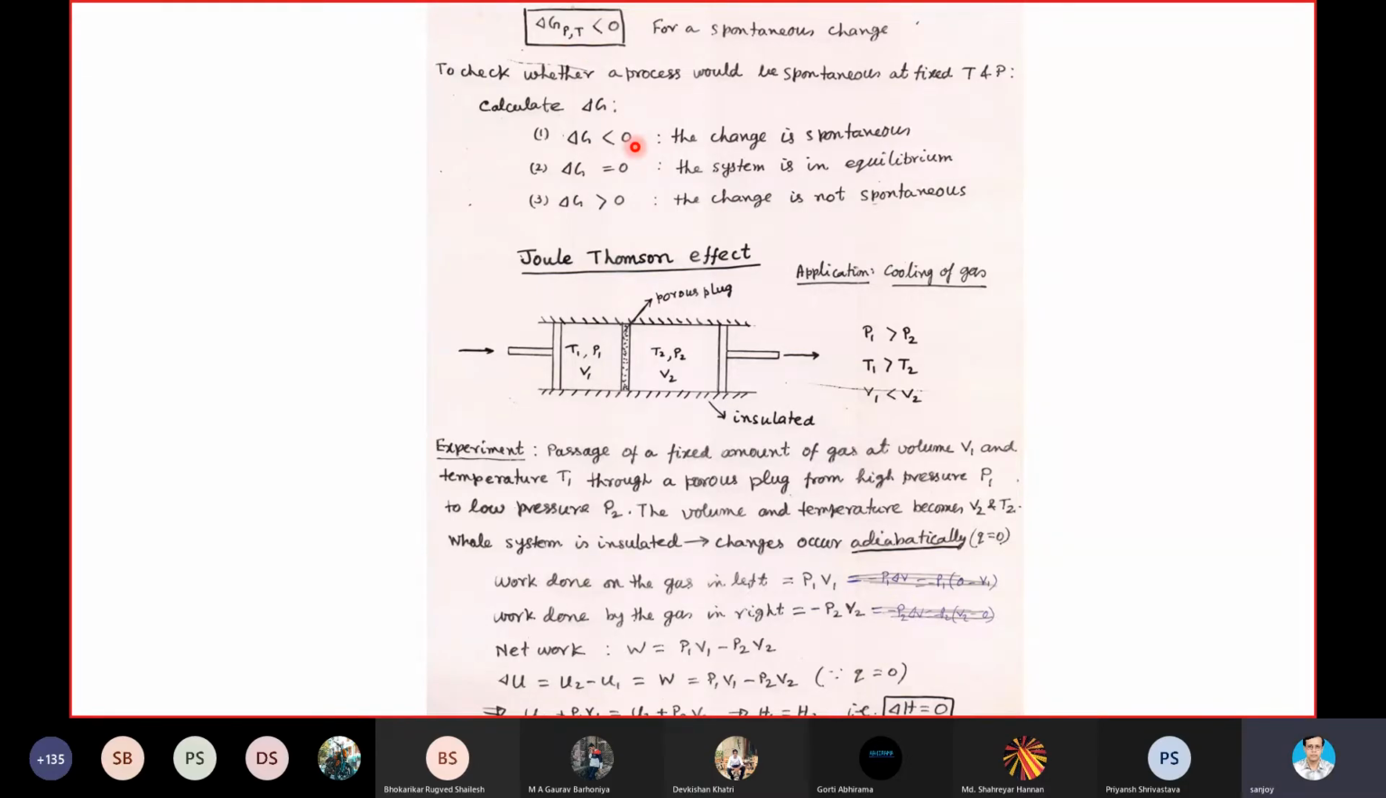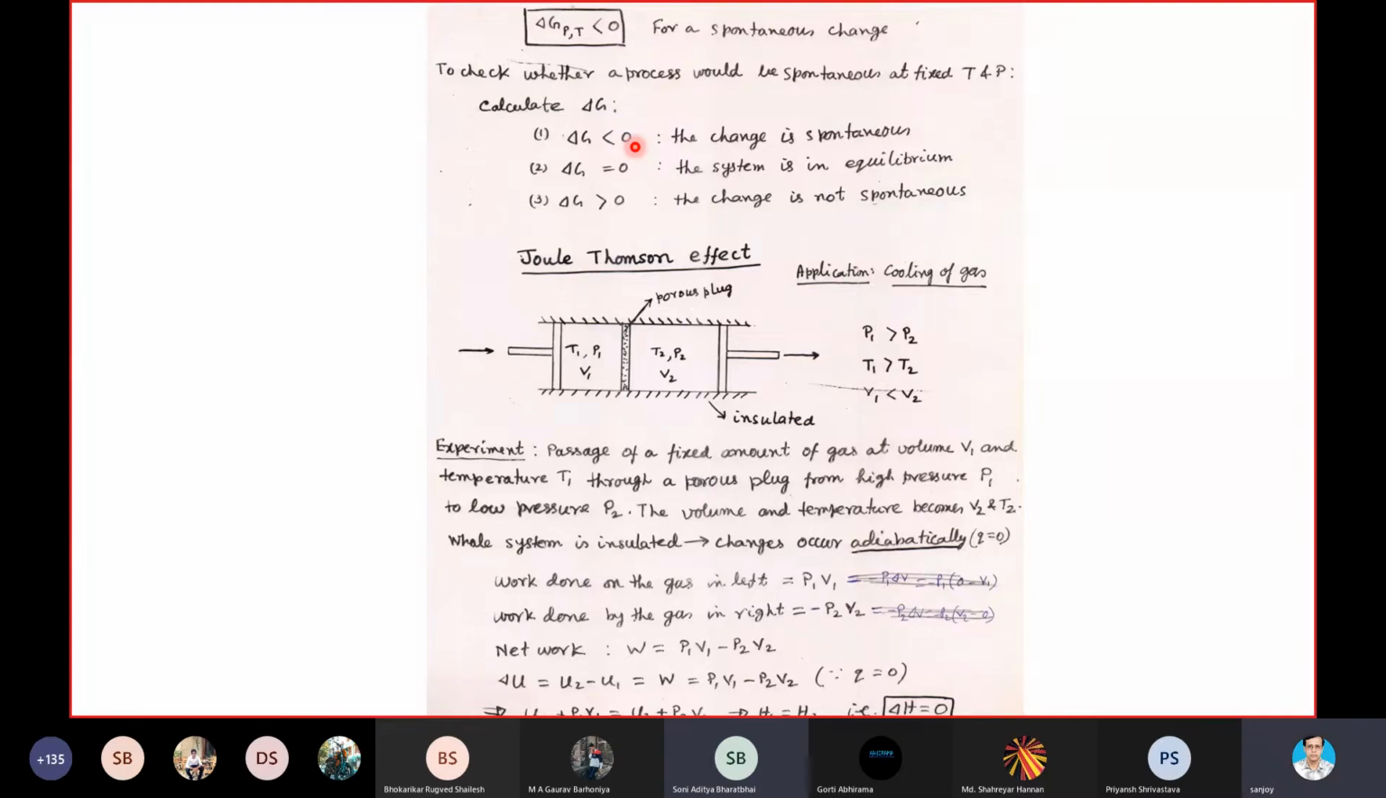Sir, I have a doubt, sir. Yes, where? Sir, for most spontaneous processes, pressure and temperature keep on varying. So how can we conclude that this relation, delta G less than 0, holds at all the different instants, or is there some other relation?